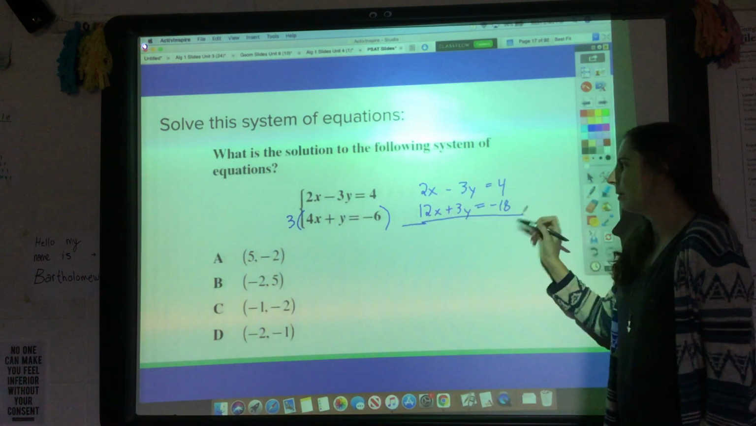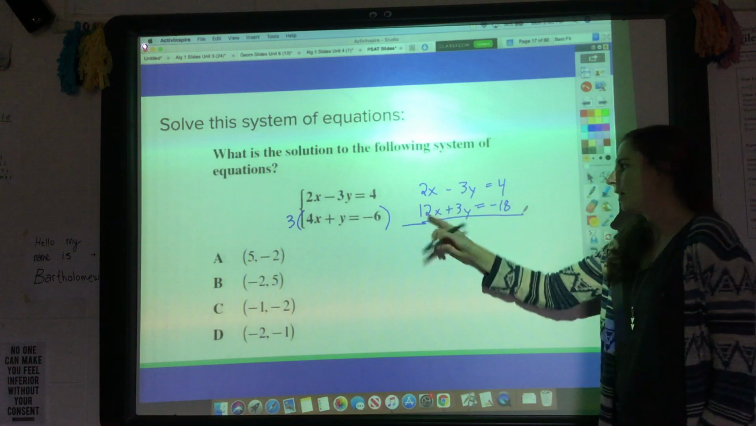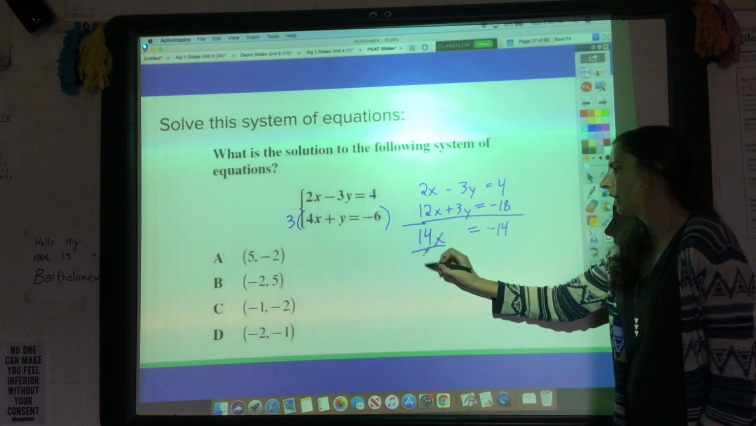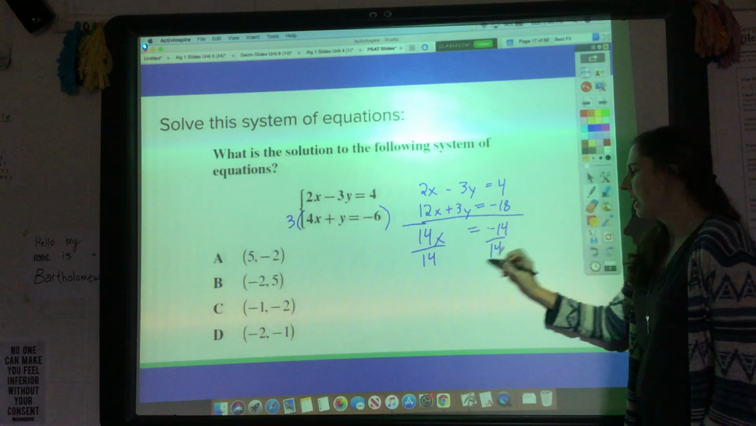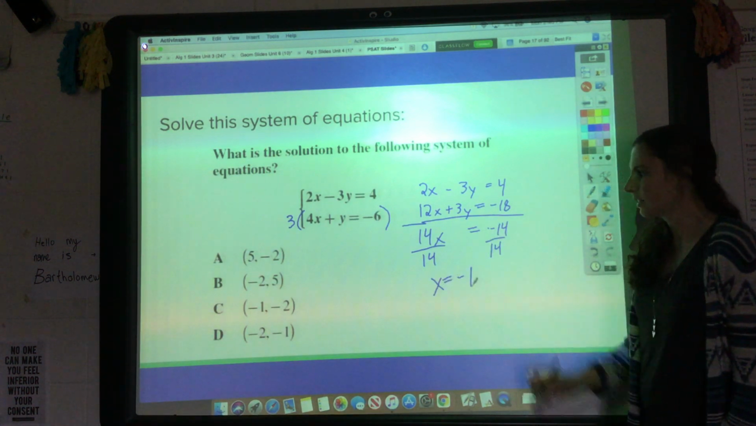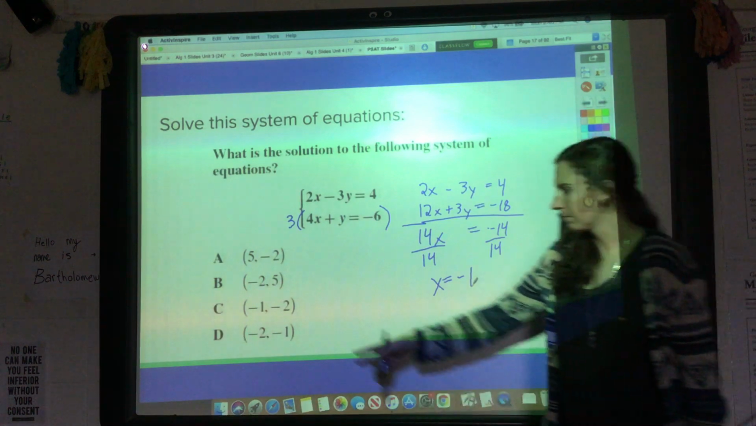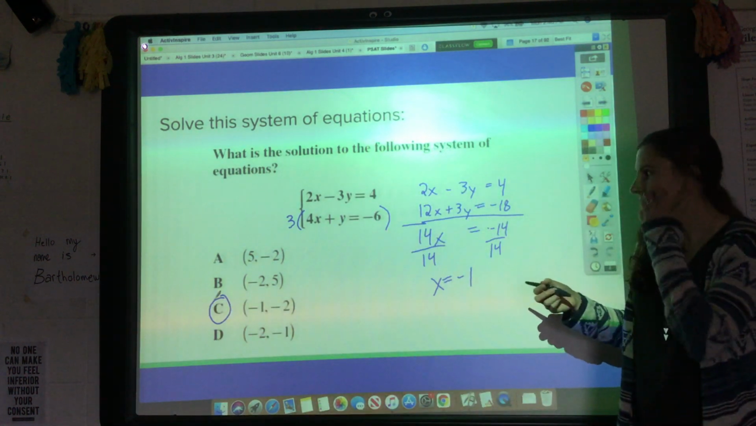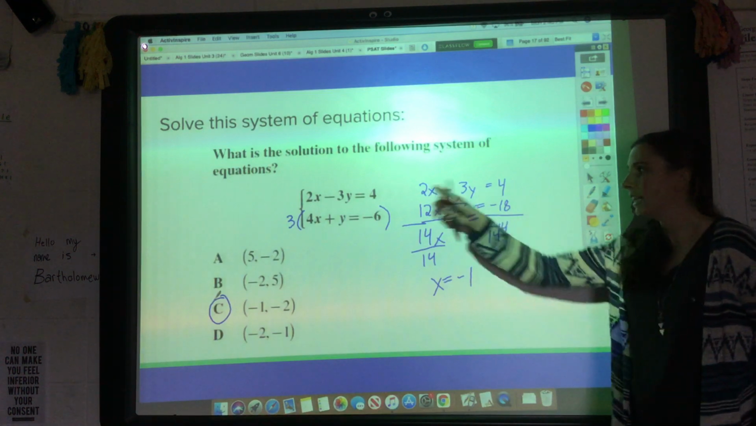and then add them up. So the y's are gone. This is 14x, and this is negative 14. Divide both sides by 14, and you get negative 1 for the x, and that's enough to answer the problem. Negative 1.